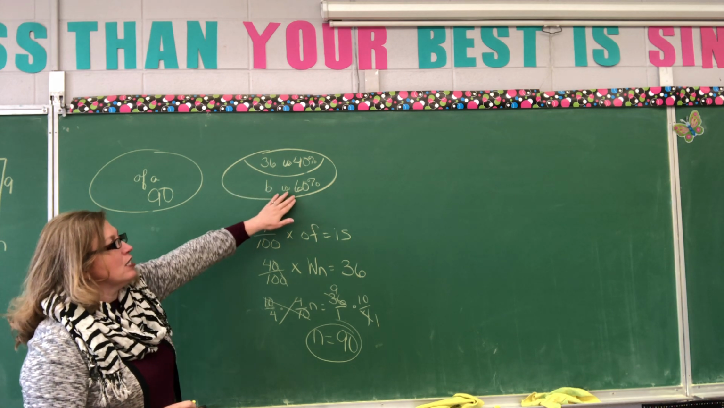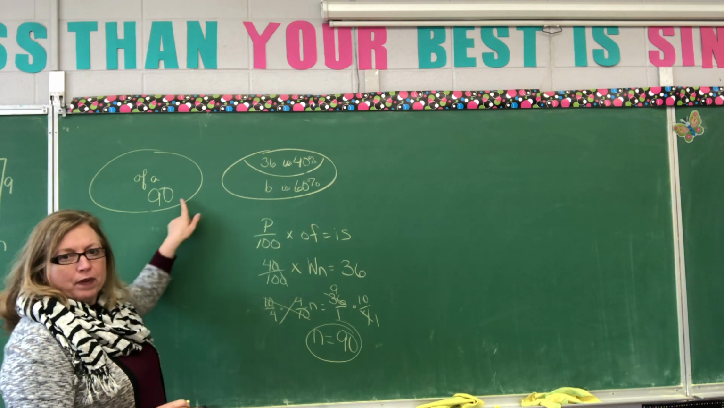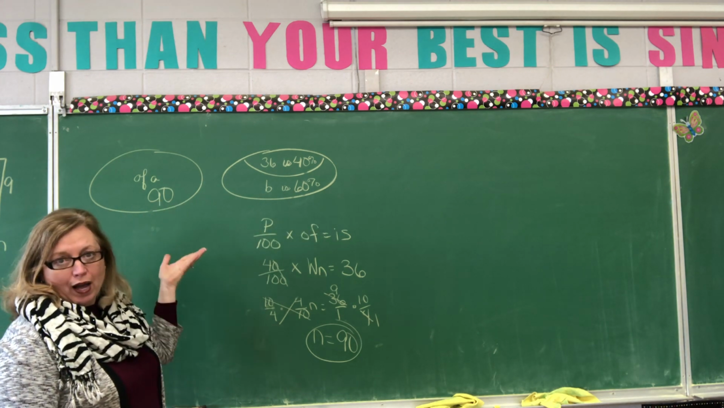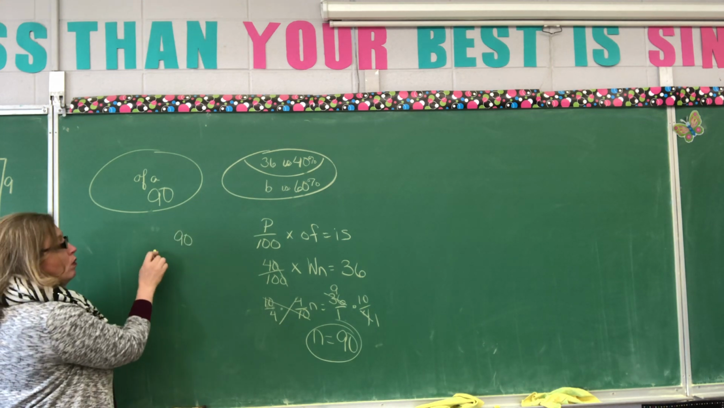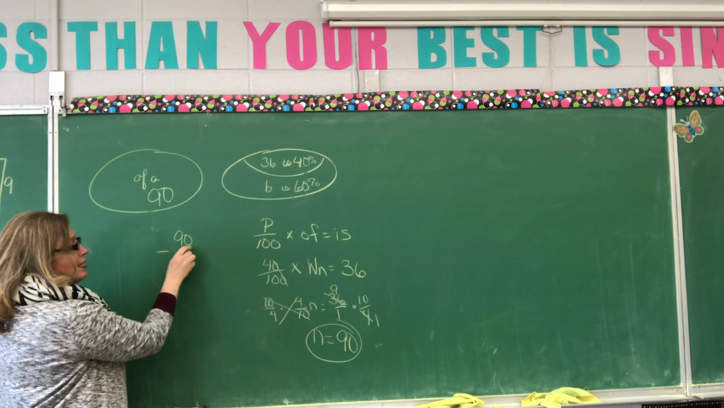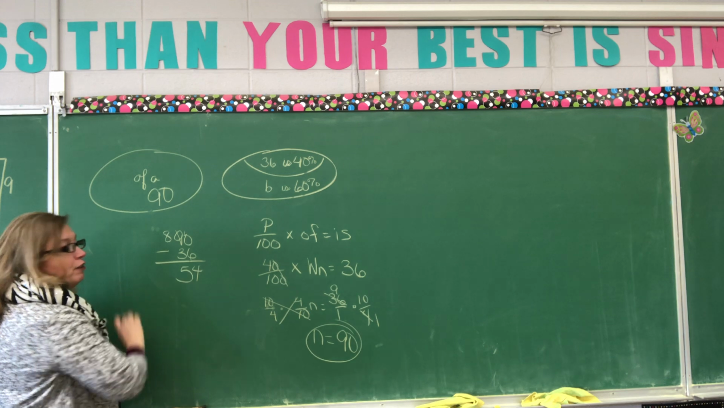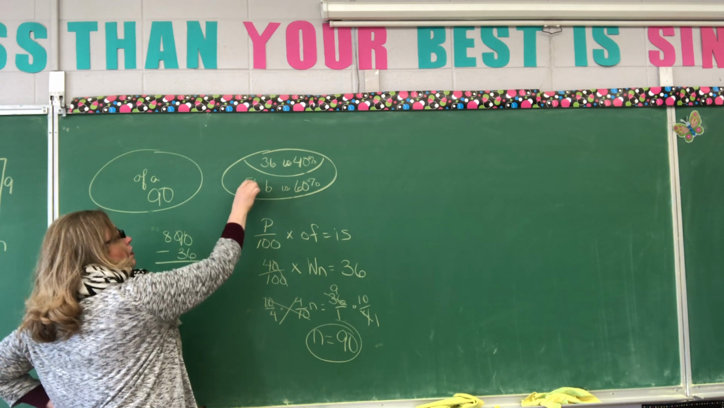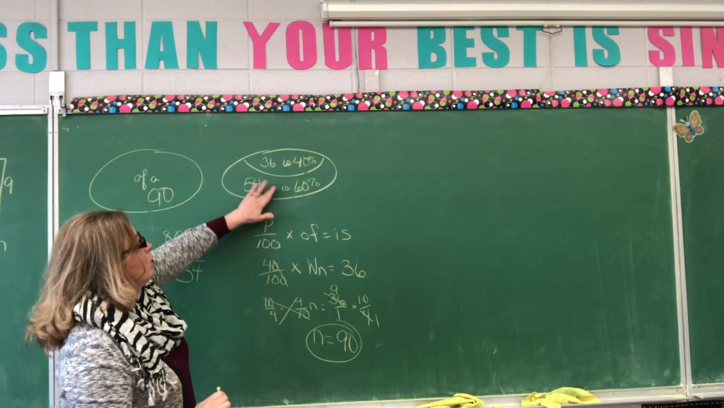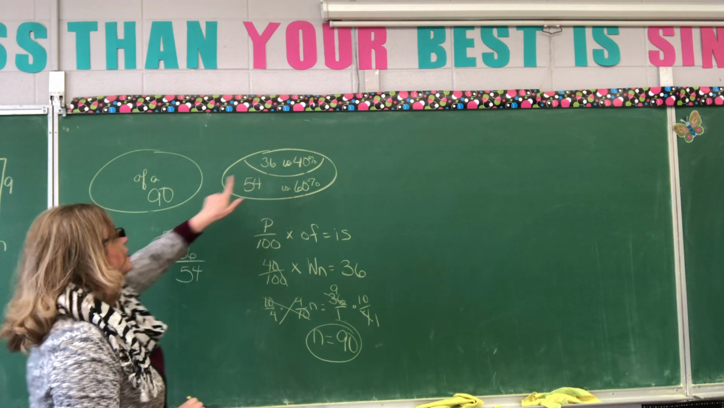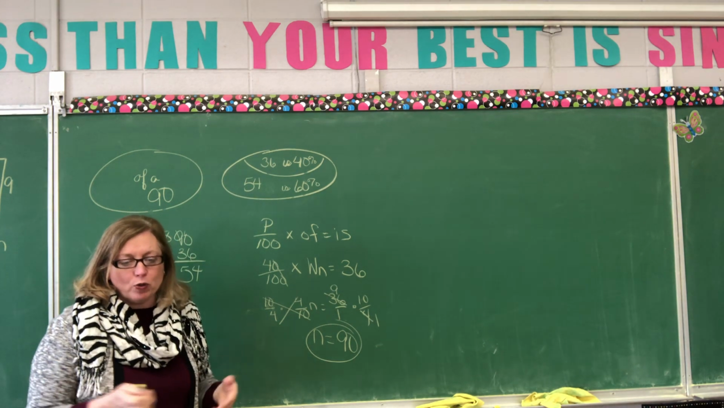Now, what is B? B is 60% of this number. I can do two things. I can work it out and say 60% of 90 equals what? Or I can simply say 90, which is the whole, minus what I know, 36. When I subtract that out, I'm going to get 54. The answer is 54. So all I did for B was subtract the 36 from the whole. That gave me my answer for that one. Hopefully that helps you a little bit more.